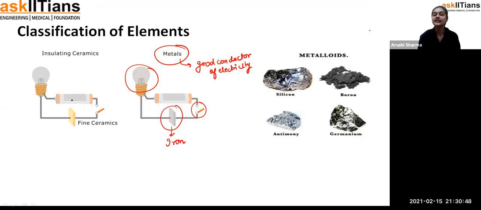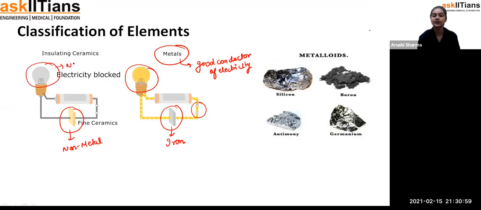But in the case of the non-metal, you can see here that it is ceramic, and it is a type of non-metal. When you complete this circuit, you can see that this bulb is not glowing. That is, electricity is blocked here. When the current is passing through it, it will not allow the passage of current through it, so that the bulb can glow. And that's how non-metals are not good conductors of electricity, so we call them insulators.